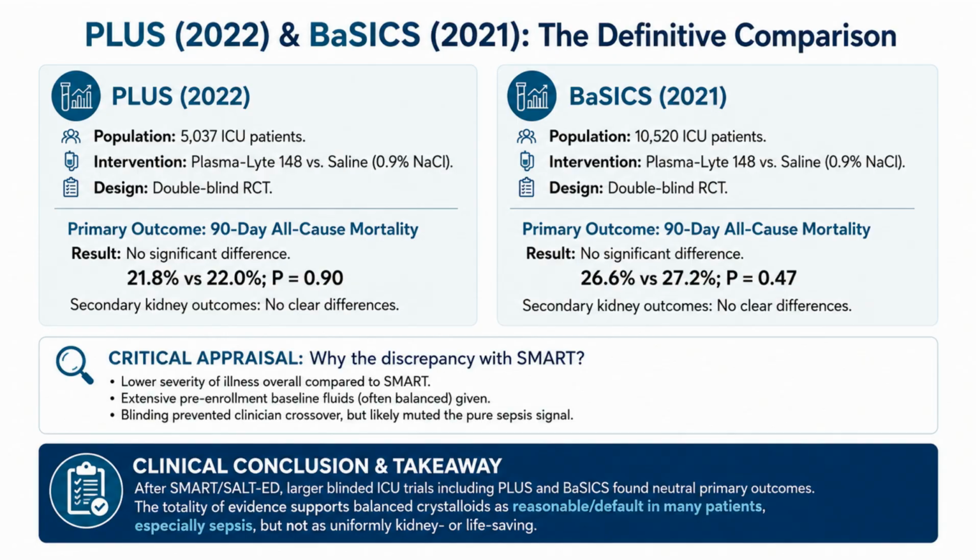Why the discrepancy? Potential reasons include population differences, lower illness severity, pre-enrollment fluids, crossover patterns, blinding, and subgroup dilution. The practical conclusion is measured. Balanced crystalloids are reasonable defaults in many patients, especially sepsis, but they are not uniformly kidney-saving or life-saving.